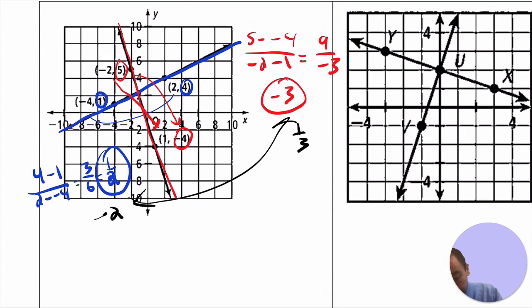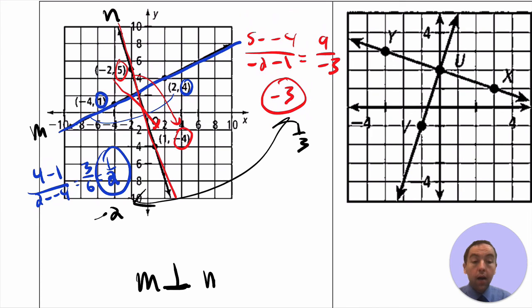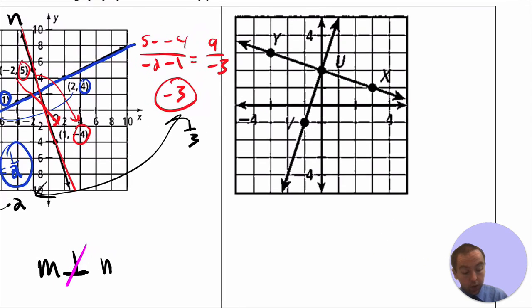So let's call this line M and this line N. If we were to compare line M with line N, if they were perpendicular, you draw this symbol, which basically just looks like an upside down T. However, because they are not perpendicular, you can just draw a slash through it to show that they are not perpendicular with one another.